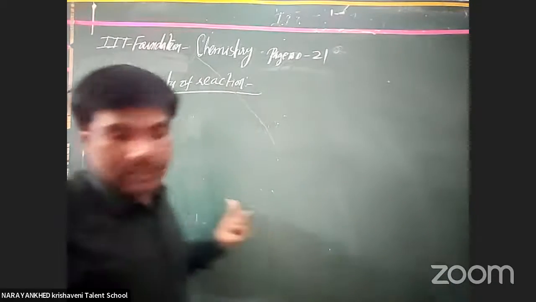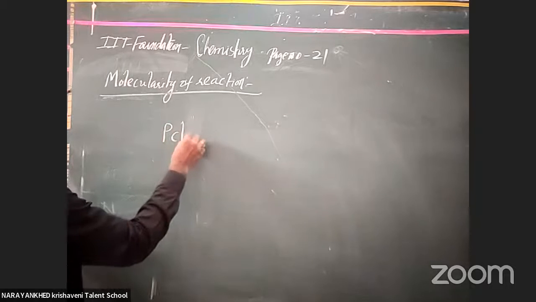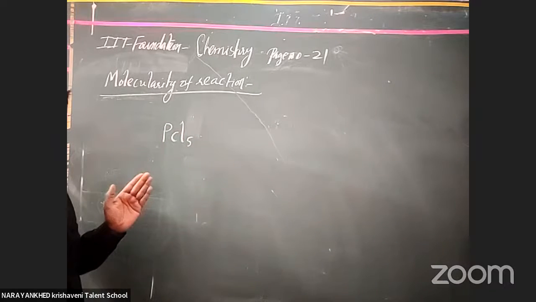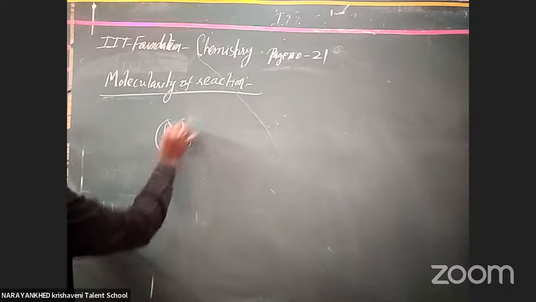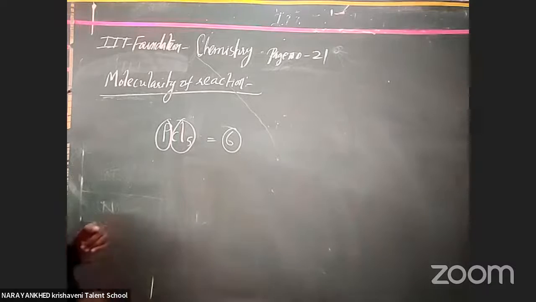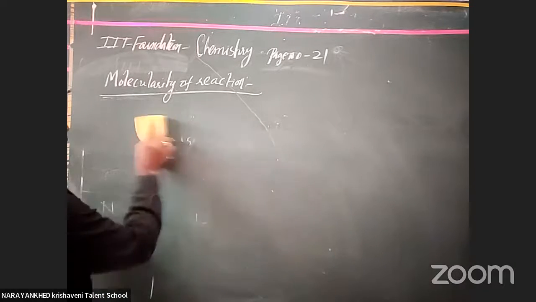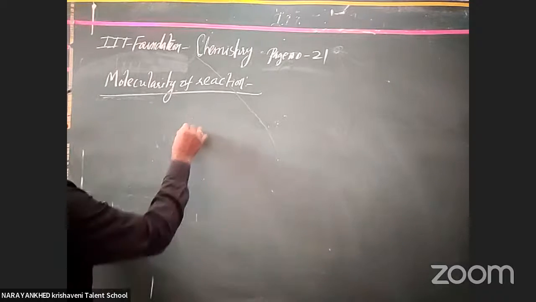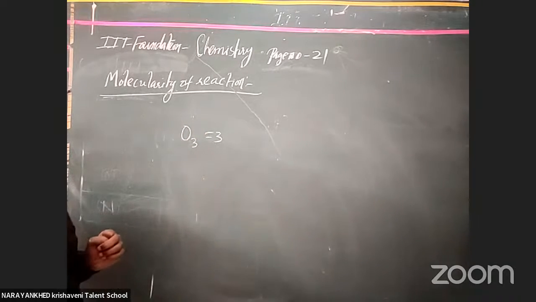You know very well what atomicity is. Suppose you take PCl5. What is the atomicity? How many atoms are present inside it? There is 1 phosphorus atom and 5 chlorine atoms, so totally 6 atoms are present inside it. Clear or not? And O3, ozone, has 3 oxygen atoms inside it. The element is only one, but the atom number is three.